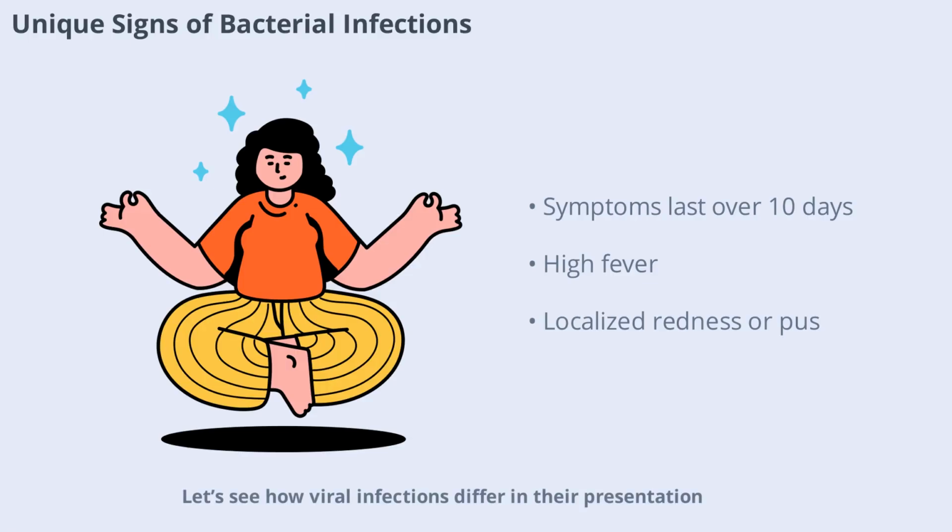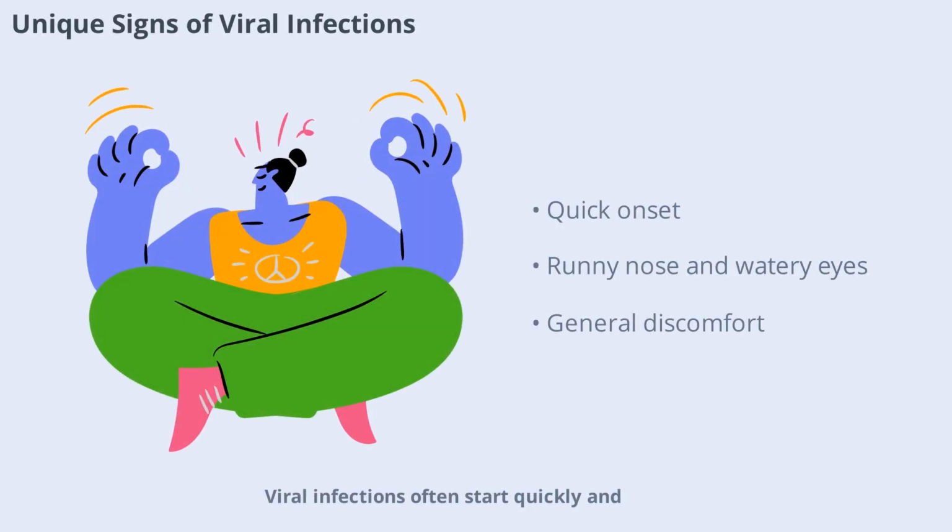Let's see how viral infections differ in their presentation. Viral infections often start quickly and may cause widespread symptoms like runny nose, watery eyes, and body aches. They usually improve within a week or so. Unlike bacterial infections, viral illnesses rarely produce pus or localized swelling. Instead, you might notice fatigue, mild fever, and general discomfort. Colds and the flu are classic examples. Remember, antibiotics won't help with viral infections, so rest and fluids are key.